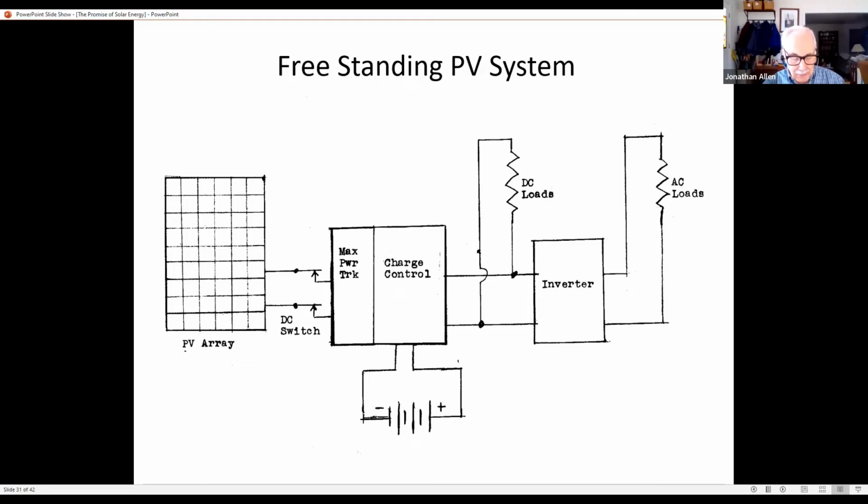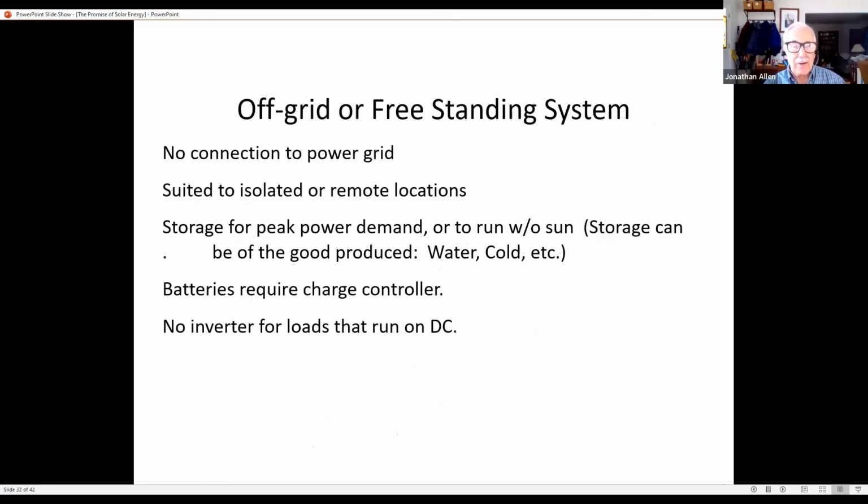Since photovoltaic generates DC, the system will need an inverter to power AC equipment, but devices can run directly on DC and do so. Here's a summary of the characteristics of the off-grid or freestanding system. Suited to isolated locations, etc. Batteries require charge control.